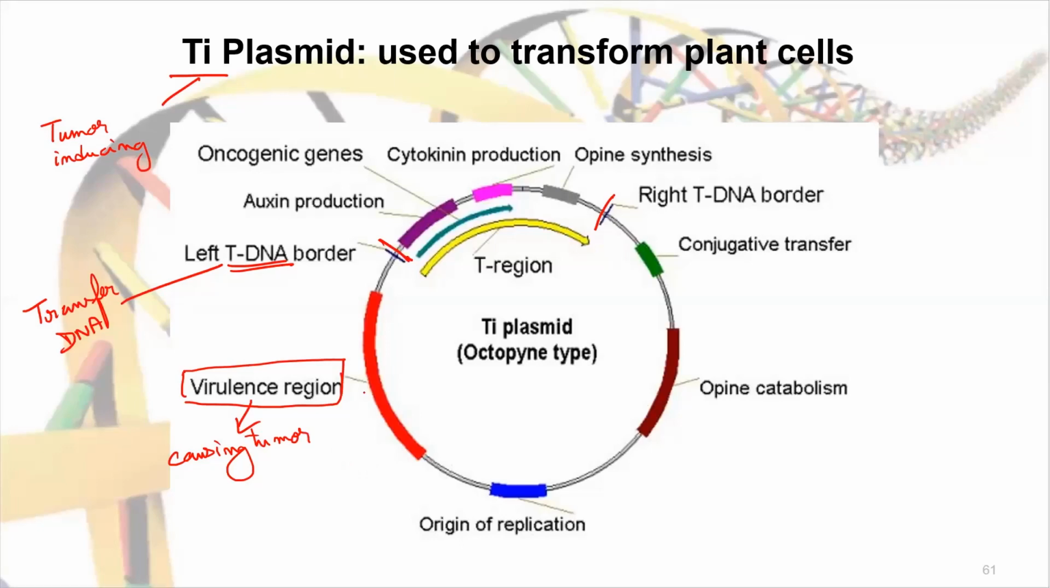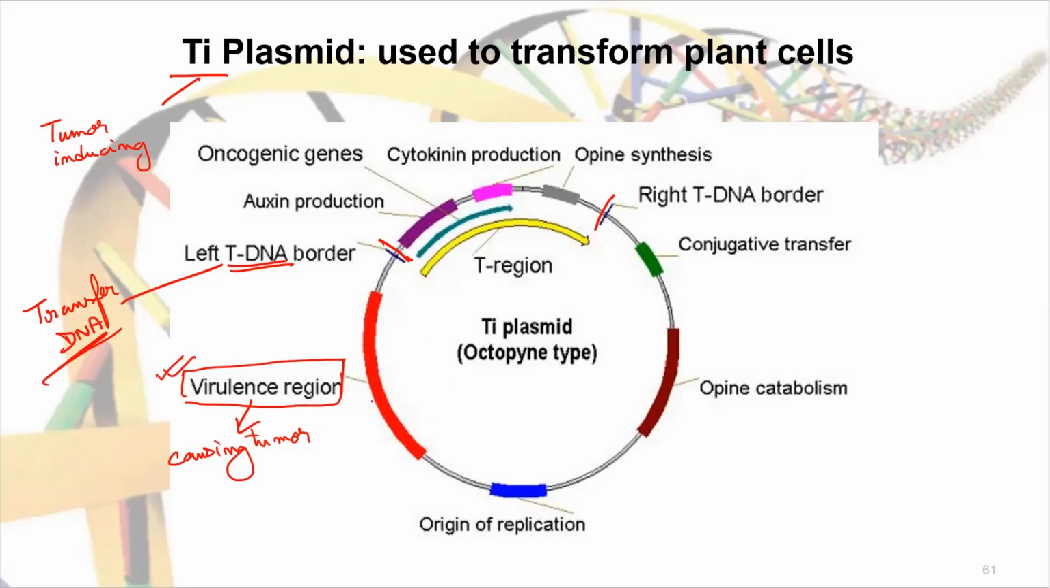Now understand what scientists have done: they have taken advantage of this natural phenomenon. They came to know that this bacteria is able to introduce this DNA into the plant cell naturally. So we wanted to use this property of the bacteria to introduce the foreign DNA into plant cells, where it was understood that it is this transfer DNA region which is mainly responsible for the transfer of the plasmid. But the problem was it contained this virulence region which can cause tumor.